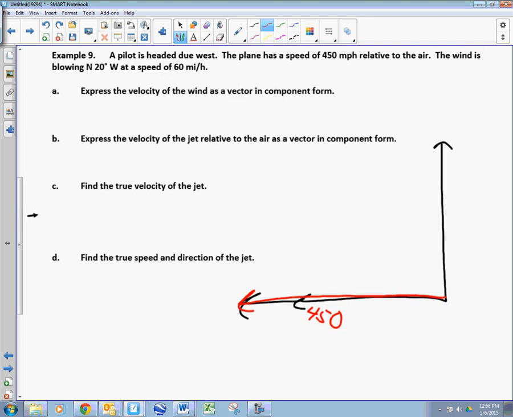The wind is blowing north 20 degrees west at a speed of 60 miles an hour. So 60 will be the magnitude of the wind vector, so I won't draw it as long. It makes a 20-degree angle with the north side, right? So how much does that leave left over right here? 70 degrees.